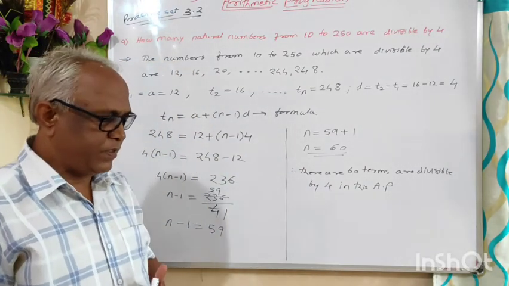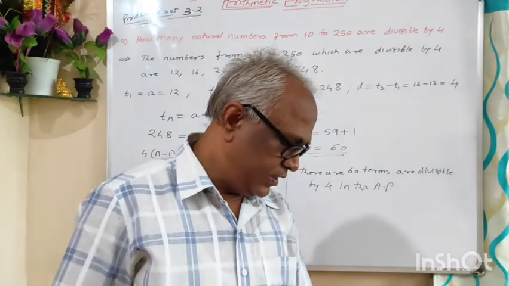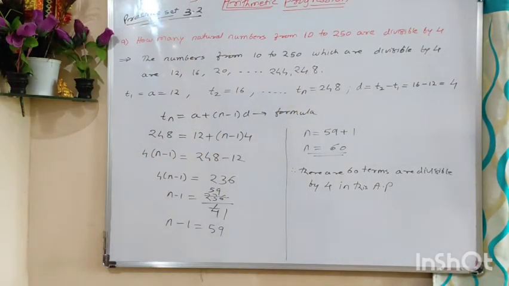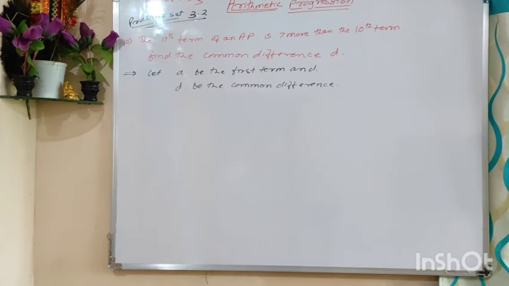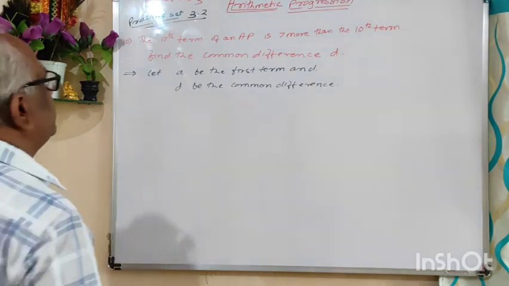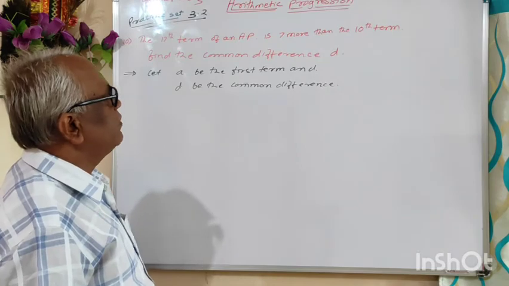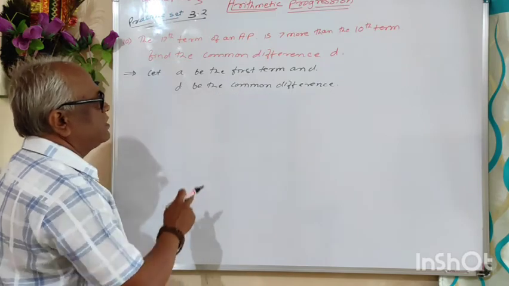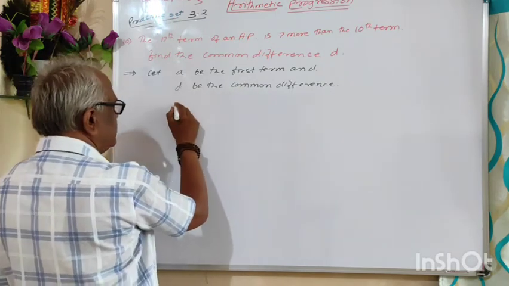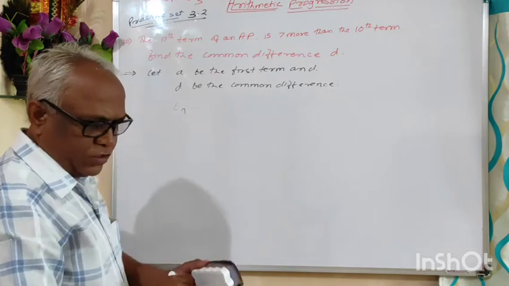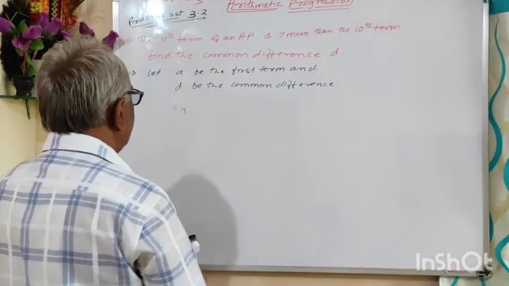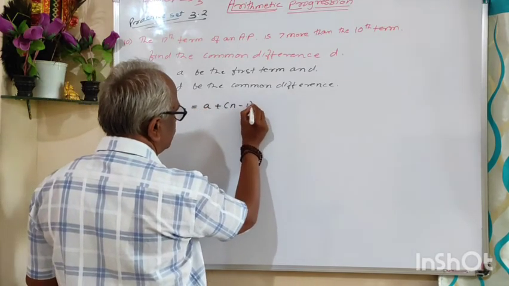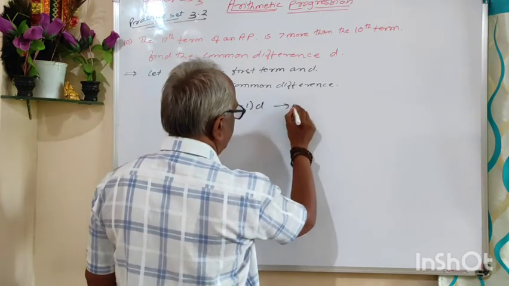And the last example remains, that is the 10th one. That 10th example we will see immediately. Tenth example: the 17th term of an arithmetic progression is 7 more than the 10th term. Find the common difference. Let A be the first term and D be the common difference. The general formula I will write here: Tn is equal to A plus in bracket n minus 1 into D. This is the formula.